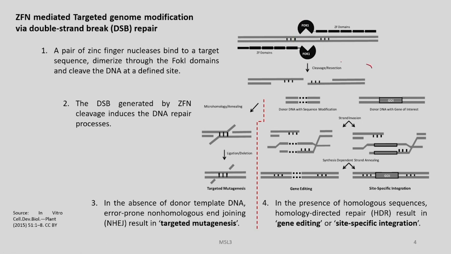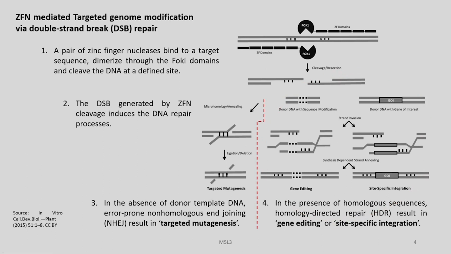So, this is the cleavage which is happening as a result of the FokI dimerization. In the last lectures, we discussed how this dimerization occurs. The double strand break that is generated by this ZFN cleavage will induce the repair process, which is known to you, and it may follow either of the two paths, the non-homologous end joining or the homologous repair pathway.